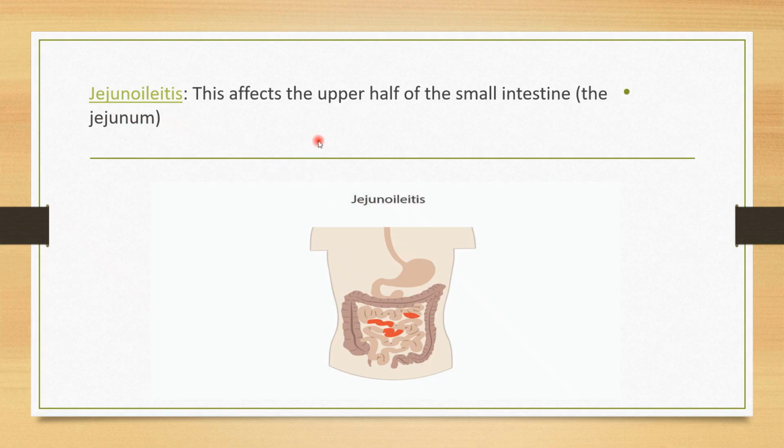Jejunoileitis affects the upper half of the small intestine, the jejunum, and also the ileum, which is the second part or lower half of the small intestine, known as jejunoileitis: the upper part of the small intestine and the lower part of the small intestine known as the ileum.